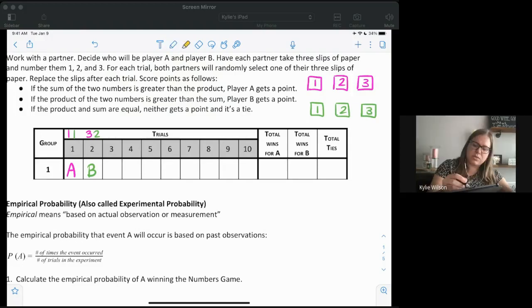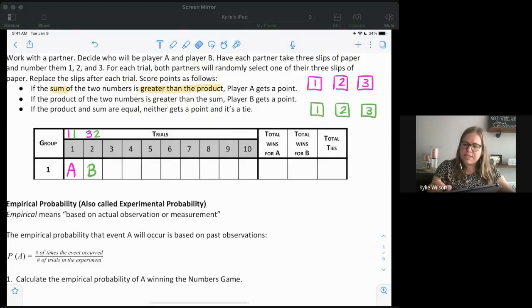So let's say for the first one, player A randomly grabs a 1 and player B randomly grabs a 1. The sum of those is 2. The product is 1. So player A wins. Player A wins when the sum is greater than the product.